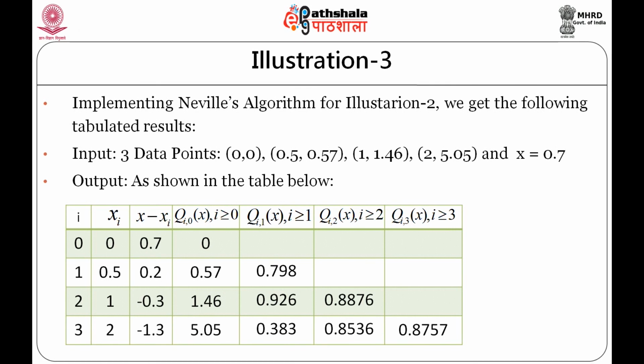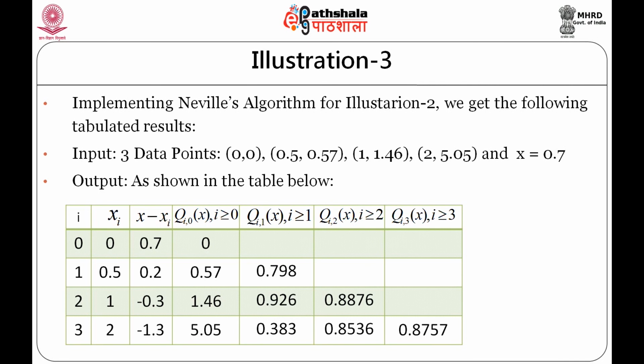Now, when you are doing the calculation for the next column, I am calculating all second degree interpolating polynomials. For second degree interpolating polynomials, I need 3 data points. So, I can calculate only q 2 2 and q 2 3. So, to calculate q 2 2, the first set of points will be 0 and 0.7 and the last set of points will be 1 and minus 0.3. So, these 2 pairs I am going to consider, and then I have to multiply this.